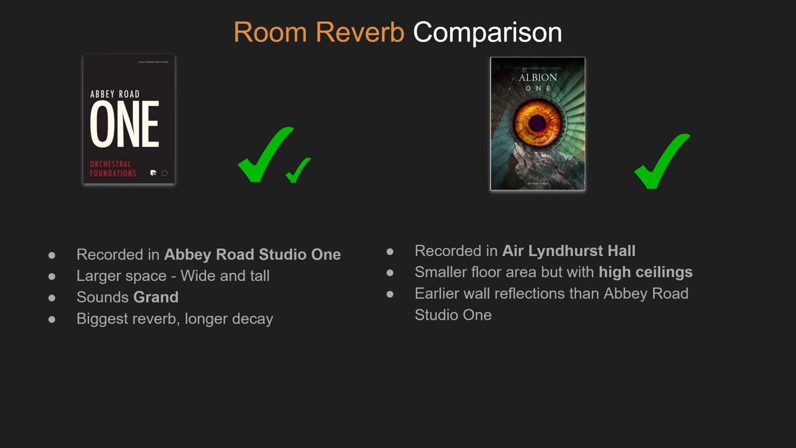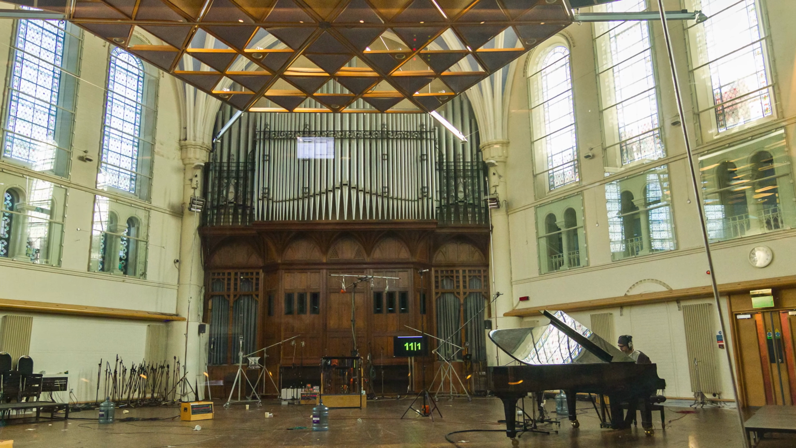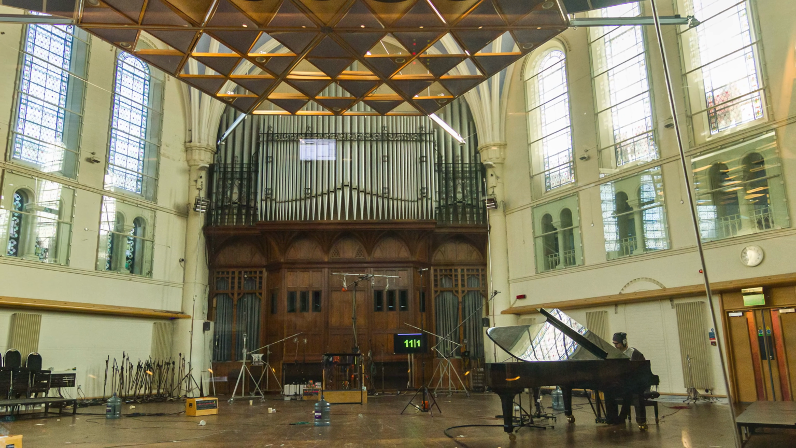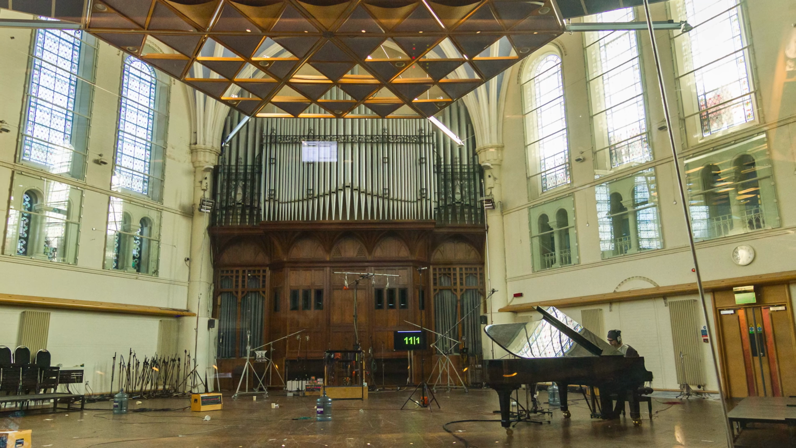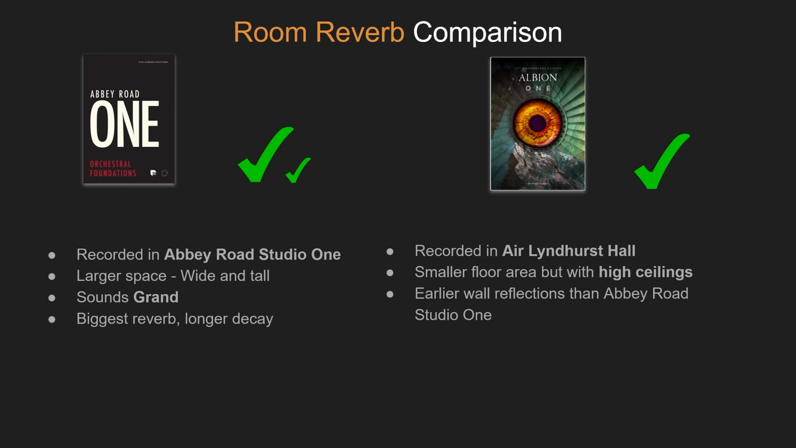Okay, and then there's Albion One. It's a little bit older. It's 10 years old, I believe, as of last year, 2020. We're in 2021 right now. It is recorded at Air Lyndhurst Hall. The hall is a bit smaller, but it does have high ceilings, and therefore the early reflections from the walls are a bit sooner, but the high ceilings still create that sense of space and reverb tails. That's between the two of them.